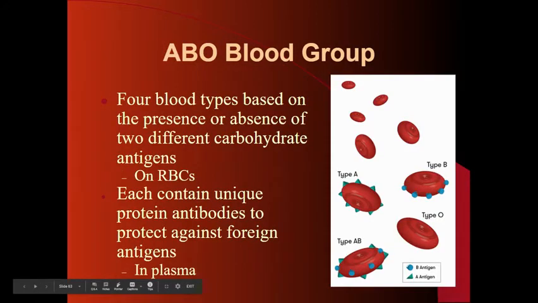In terms of the ABO blood group, there are 4 blood types based on the presence or the absence of 2 different carbohydrate antigens. These are found on the red blood cells, and depending on what antigen is or is not present on the red blood cell, that will cause unique protein antibodies to be found in the plasma that will help protect against foreign antigens.